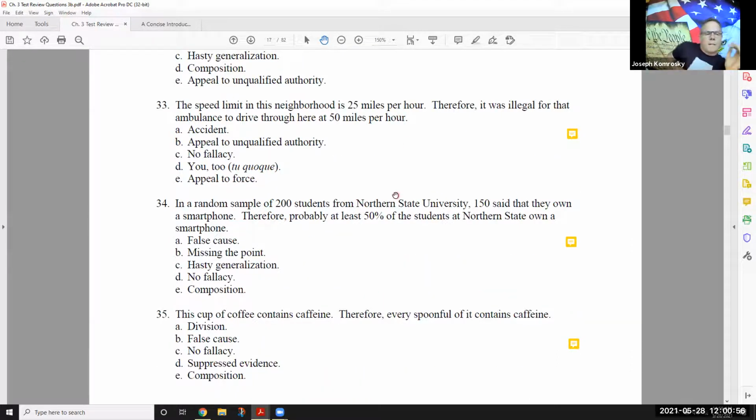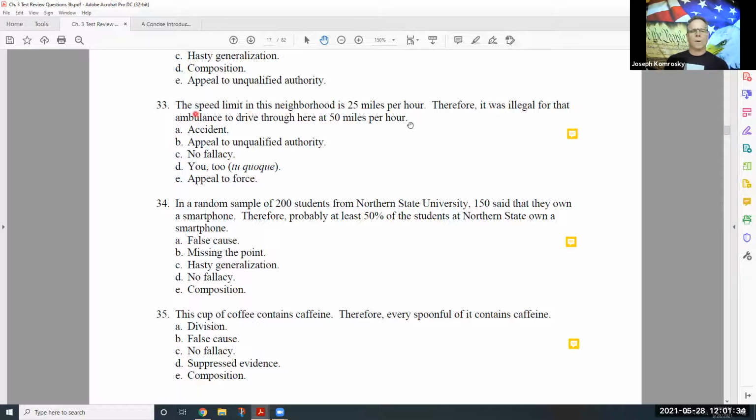33. The speed limit in the neighborhood is 25 miles per hour. Therefore, it was illegal for that ambulance to drive through here at 50 miles per hour. Does it seem like a fallacy? Fallacy of accident. So let's see here. Oh, that's right. So let me read it again. I was thinking we were dealing with a car. I forgot it said ambulance. So my mind was already wanting me to think that it wasn't a fallacy, but it is a fallacy because this is a general rule and it's applied to a specific case that it should not be applied to.